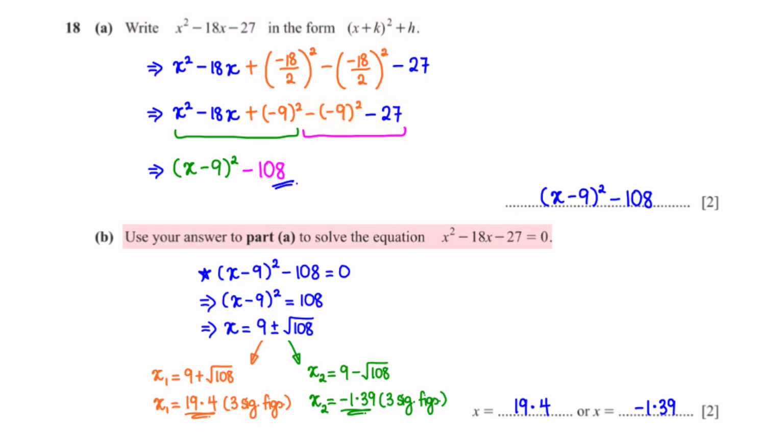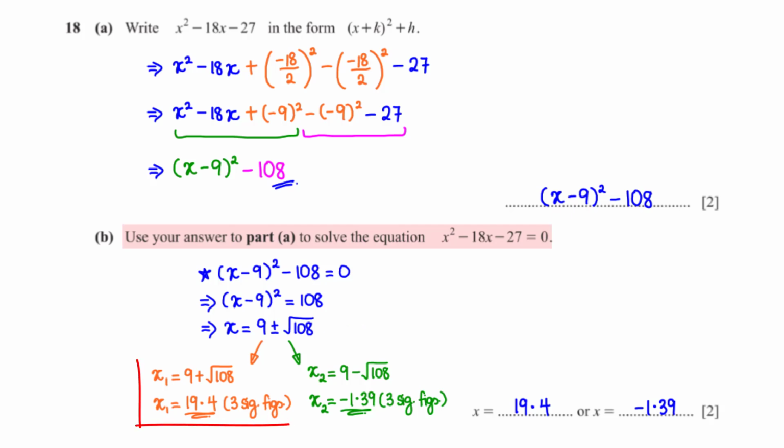Use your answer to part A to solve the equation x squared minus 18x minus 27 equals 0. Based on our answer in part A, we can rewrite the equation as (x minus 9) squared minus 108 equals 0. When we add 108 to both sides of the equation, this is what we get. When we make x the subject, we have 9 plus and minus square root of 108.